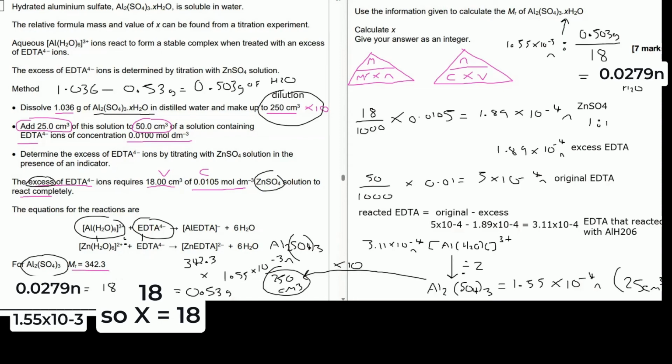So that tells us that there are 18 molecules of water for every molecule of aluminium sulfate. So although the masses were roughly equivalent of aluminium sulfate to water, we had about 0.5 of each. When you convert that into moles, we've got 18 times more moles of water than aluminium sulfate, so X is 18.